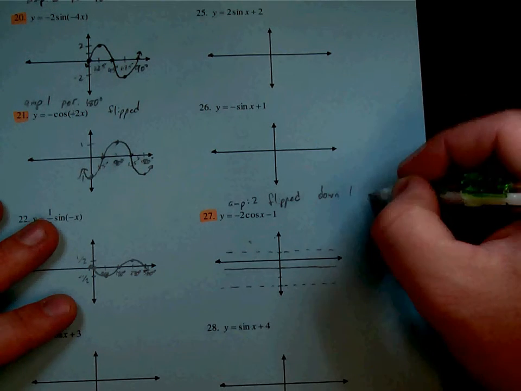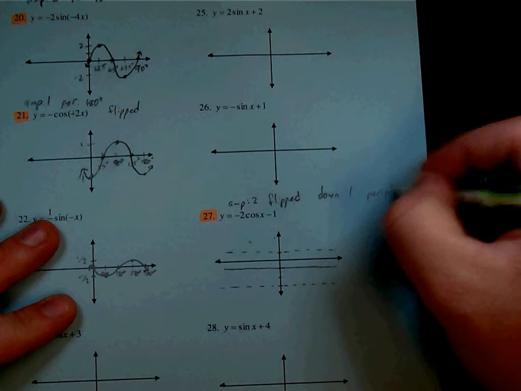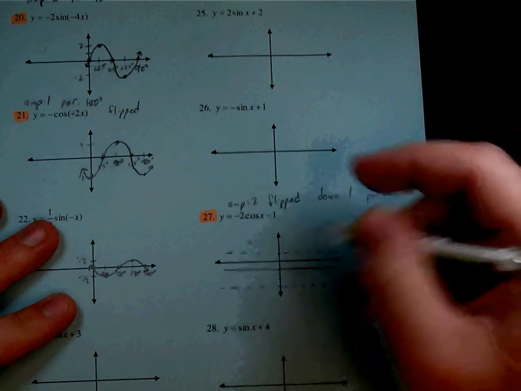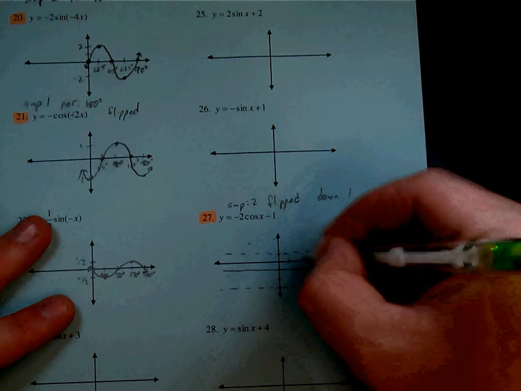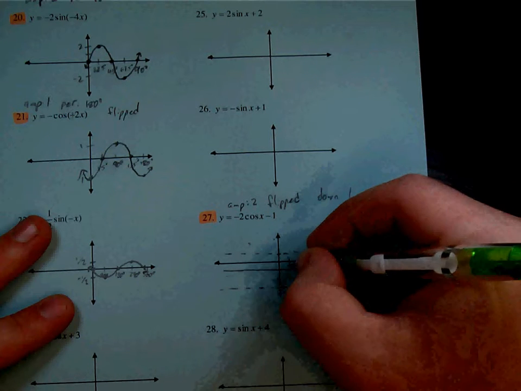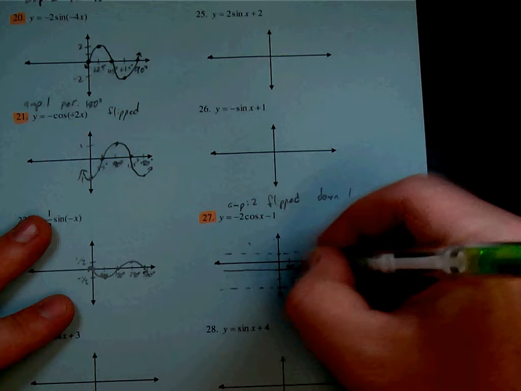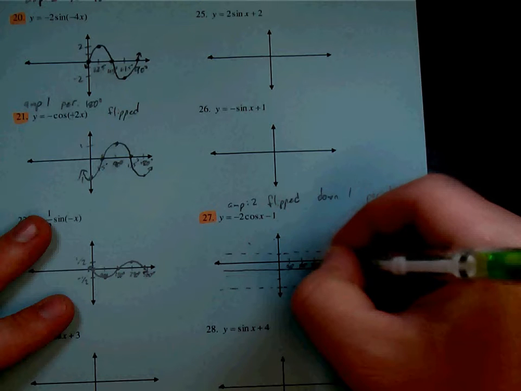My period is still 360. There's no adjustment to that. So when I cut that in 4, I'm splitting them into 90s. So 90, 180, 270, 360.